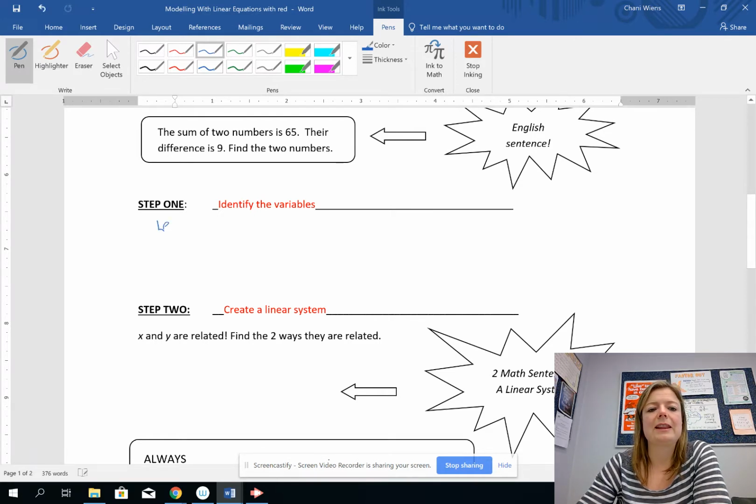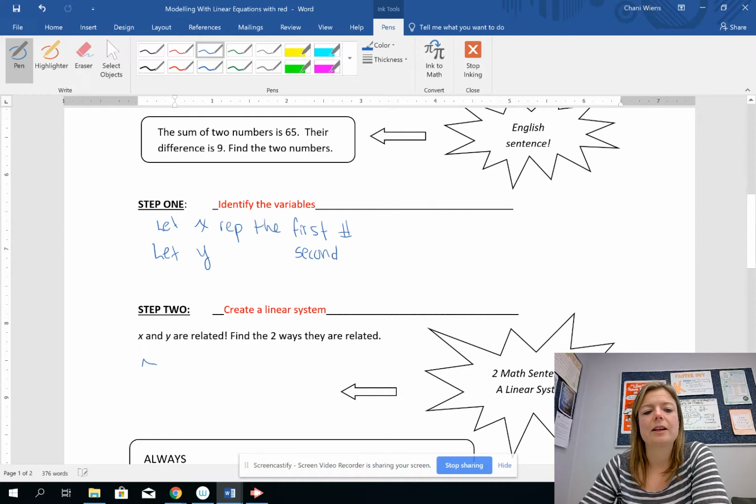So we can say let x represent the first number, and we can say let y represent the second number. Okay? And x and y are related, so find the two ways they are related. Well, the sum of the two numbers is 65. So sum means adding. So x plus y equals 65.